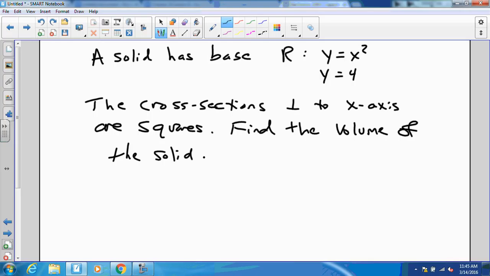Solid has a base bounded by y equals x squared and y equals 4. The cross sections perpendicular to the x-axis are squares. Find the volume of the solid. So, immediately draw the base. Go.